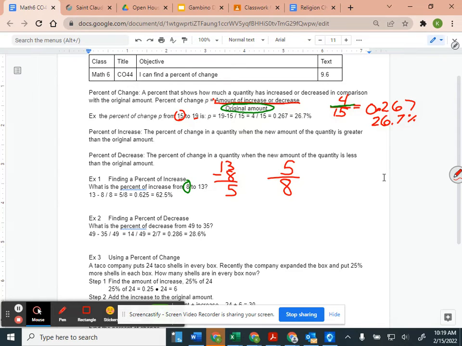Is that my answer, 5/8? It's not a percent. I need to find a percent. In order to find the percent, I have to find the decimal. So how do I go from a fraction to a decimal, Anthony?